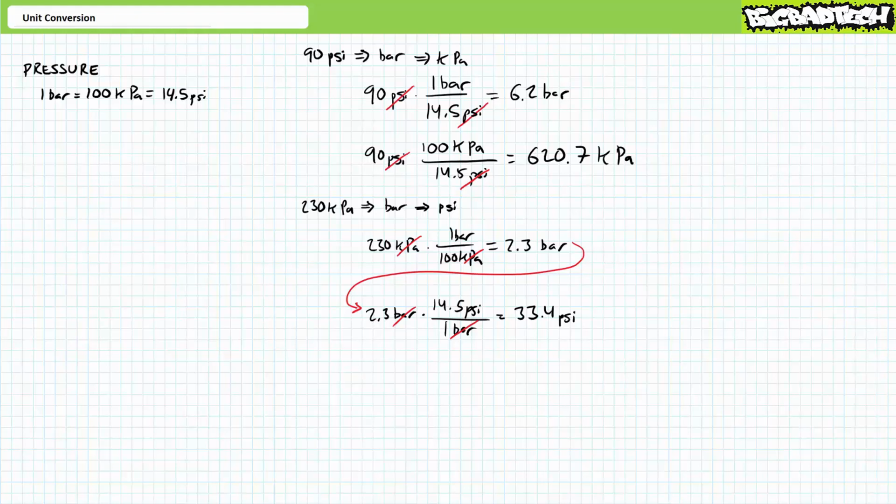Psi is the unit we want, so that's on the top. We don't want units of bars, so that's in the bottom. 2.3 bar times 14.5 psi over 1 bar, units of bar cancel out, we're left with 33.4 psi.